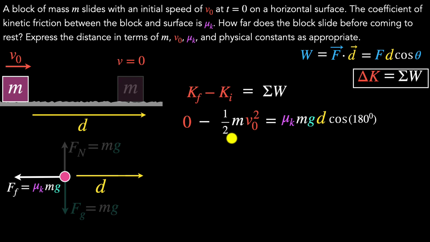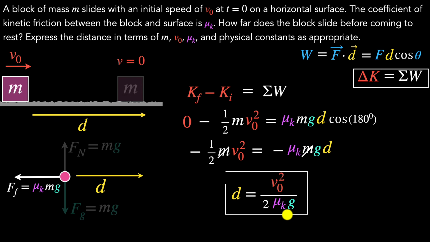So if you simplify the left hand side, you get minus half m v naught squared. Cos of 180 degrees is just minus 1. So you get negative mu k mg times d. And the mass cancels out. And look, I have the expression. If I rearrange, d equals v naught squared by 2 mu k times g. There we have it. That's how much it travels before coming to a stop.